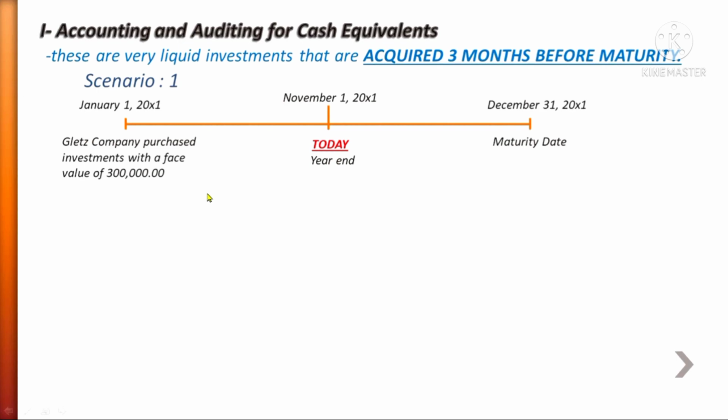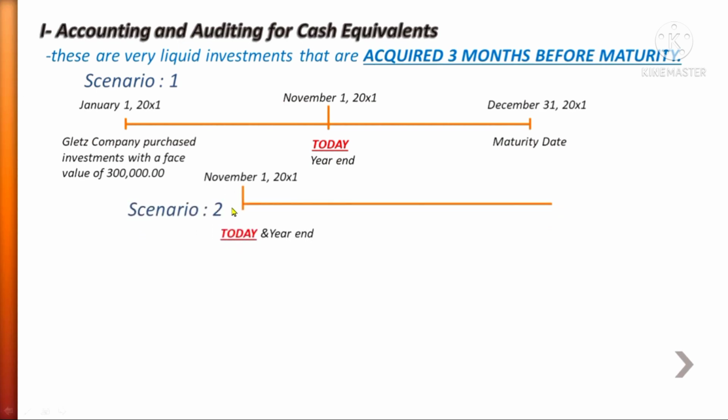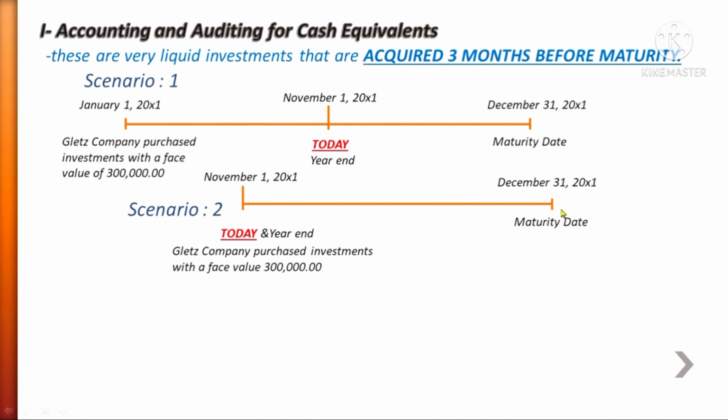Before you answer that, let's have the second scenario. Imagine still that today is November 1, 20X1 and the year end also. But aside from that, it's on this day also that Gletz Company purchased the investment. The maturity date is still December 31, 20X1. So the same question as scenario number 1: is this investment a cash equivalent? Answer: yes, because as you can see in this scenario, Gletz Company acquired the investment 3 months before maturity. Actually, it's less than 3 months.